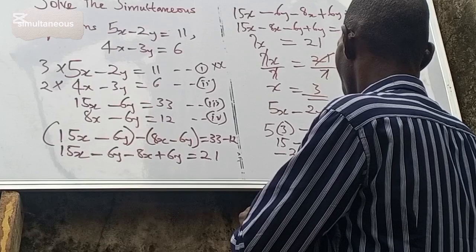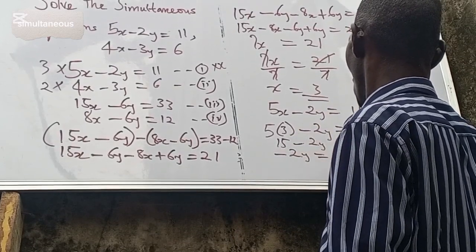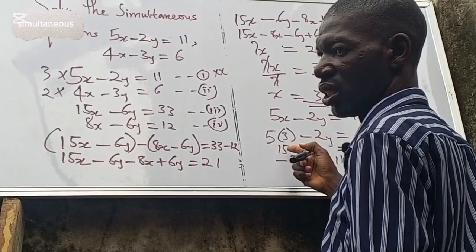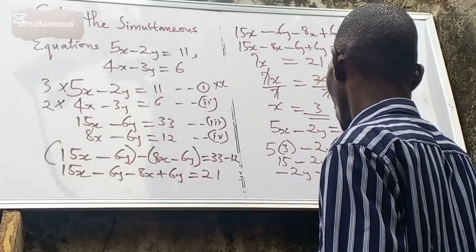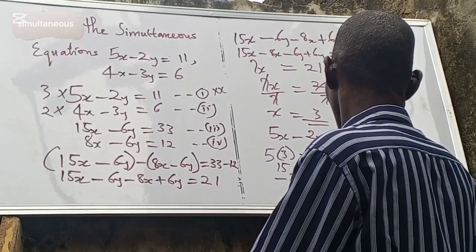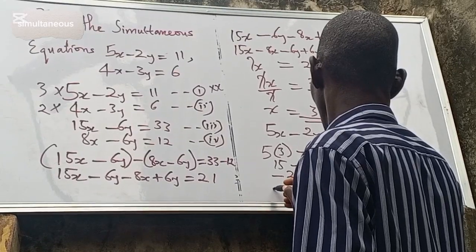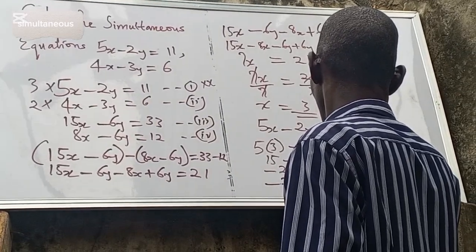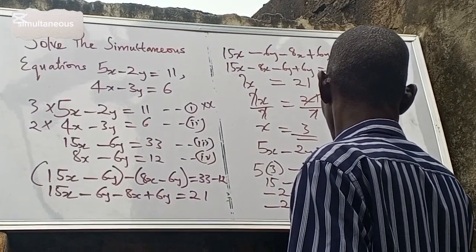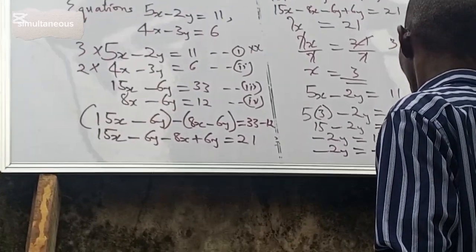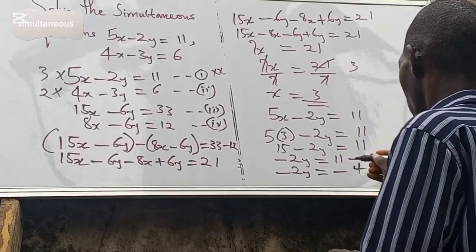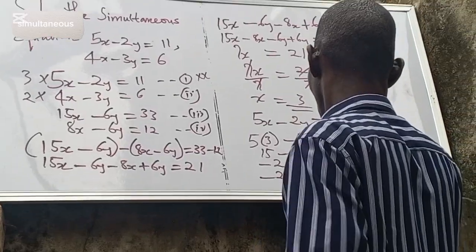When you cross the equal sign, the positive sign will turn to negative. So you have minus 2y is equal to minus 4. 11 minus 15 is minus 4.